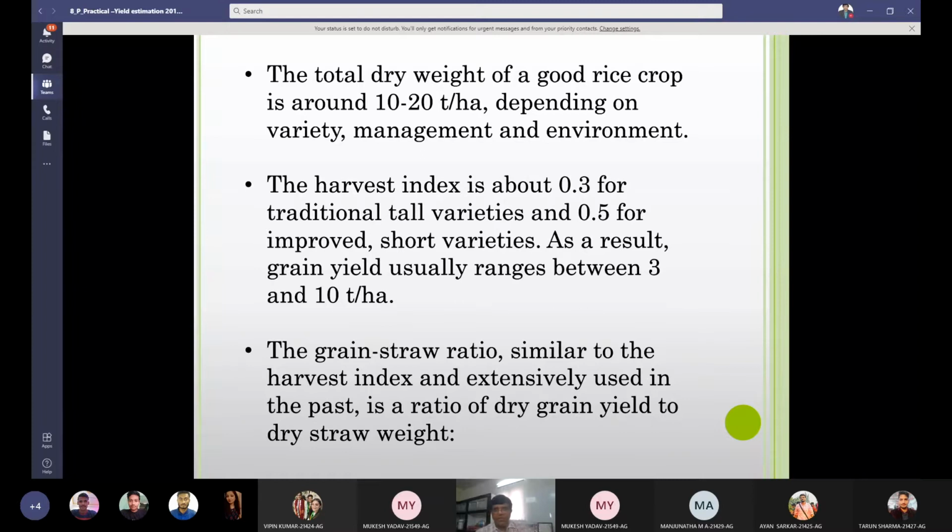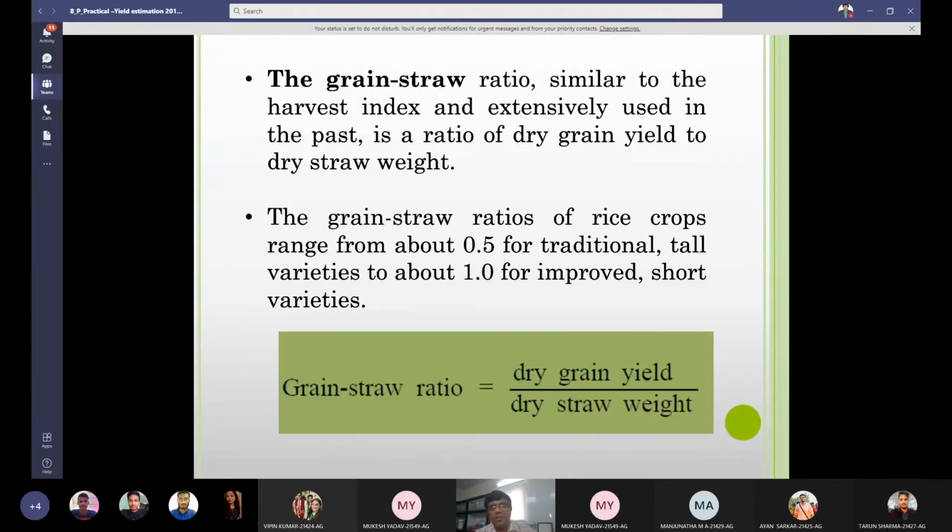The grain straw ratio, similar to the harvest index and extensively used in the past, is a ratio of dry grain yield to the dry straw weight. The grain straw ratio of rice crops ranges from about 0.5 for traditional tall varieties to about 1 for improved short duration varieties. So for traditional varieties it is half, and for high yielding varieties it is an equal amount of grain and straw if your harvest index is 50%.